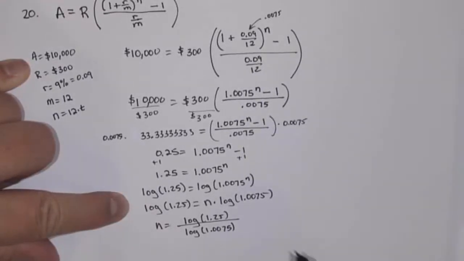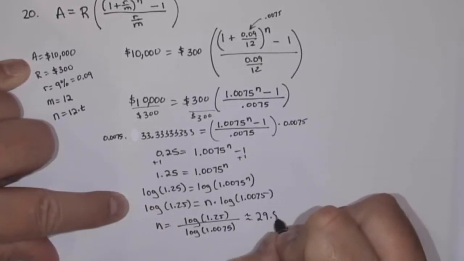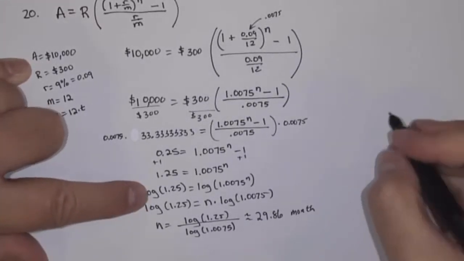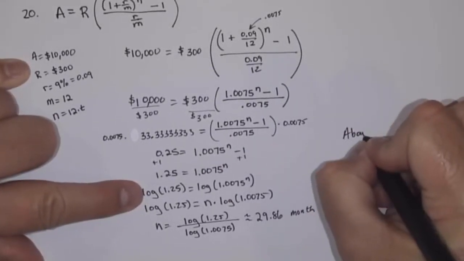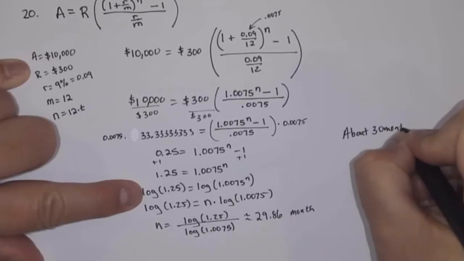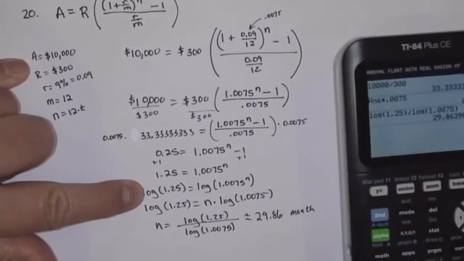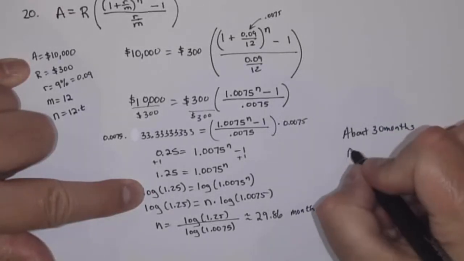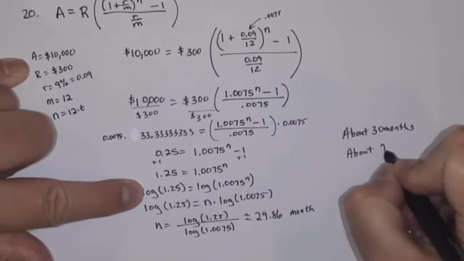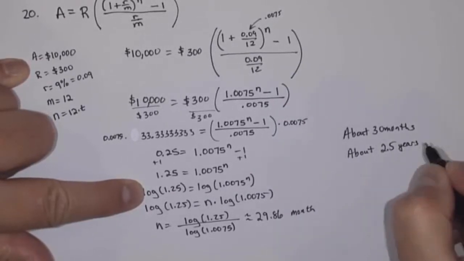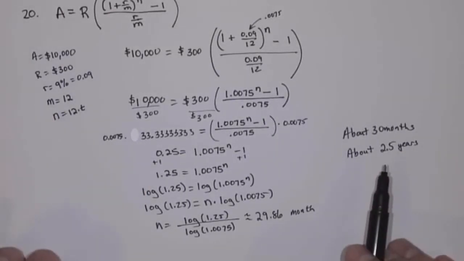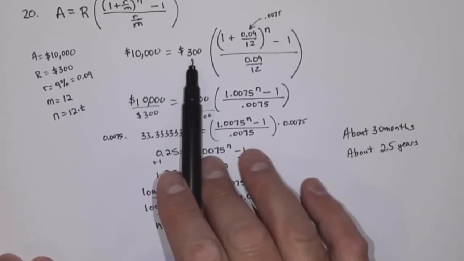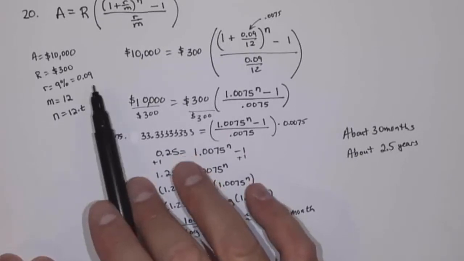29.86. Now that is in months. So in other words, it's going to take about 30 months. If we want that in years instead of months, we can divide by 12, and so that'd be about 2.5 years. So in about 30 months or 2.5 years, the account would have $10,000 in it if we're putting in $300 per month at 9% interest.